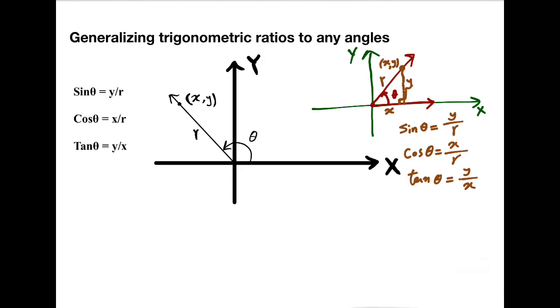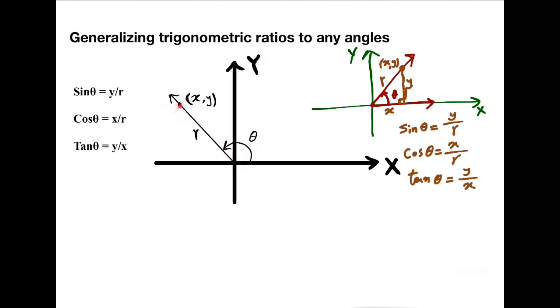Now we define the trig ratios for this angle in the following way. We define sine of the angle to be y divided by r. r is the distance from the origin to that point. In the same way, we define cosine of the angle to be x divided by r, the x coordinate of the point divided by r, which is the distance between this point and the origin. And tangent we define as y divided by x. So this is the generalization of the trig ratios in a right triangle for any angle.